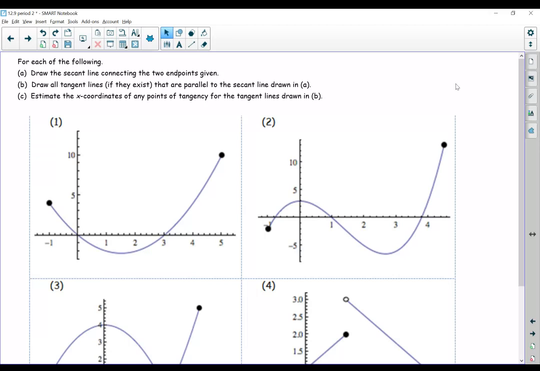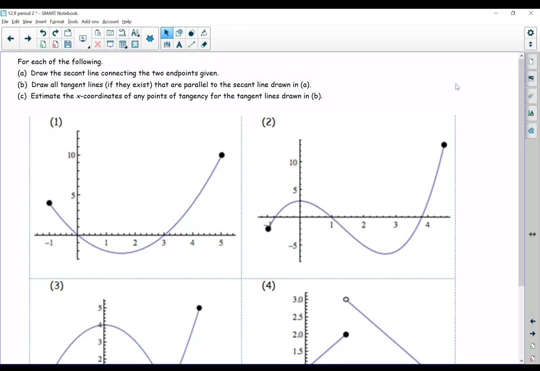Okay, so to get your brain going, here's what I want you to do. If you're looking at the notes packet and following along, there are 8 graphs in this section, okay? 6 on the first page and 2 on the back page. And then for each of these graphs, here's what I want you to do. You're gonna pause me, okay? And you're gonna draw the secant line that connects the 2 endpoints of the graph. So that's step 1. Step 2 is I want you to draw a tangent line, if it exists, that would be parallel to the secant line drawn in part A, and then estimate the x-coordinate of that tangent line.